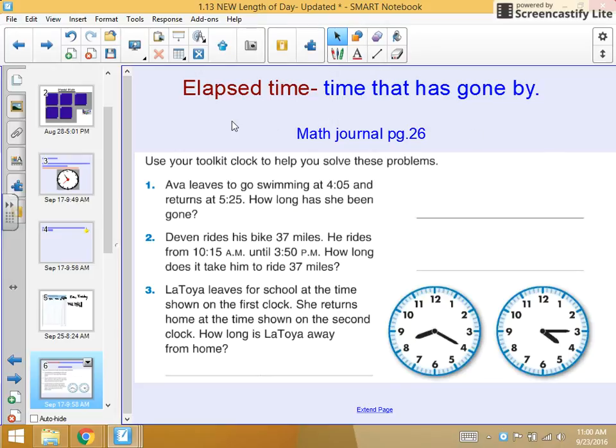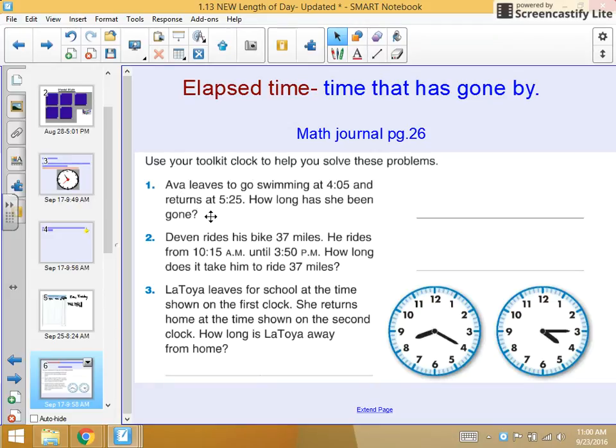This is kind of an elapsed time, which means time that has gone by. And in Math Journal, page 26, if you want to open there now, I can give you an idea of what you're going to be doing. So on question number 1 here, and before I do that, it says use your toolkit clock to help you solve these problems. You can use one of the clocks that we have in class if you need help with that. Number 1, we'll try this one kind of as a group.